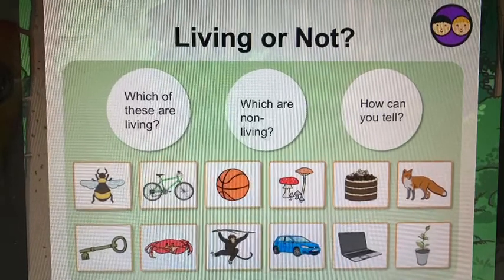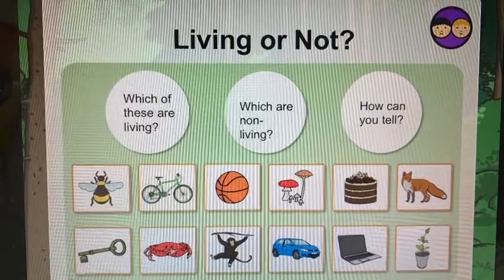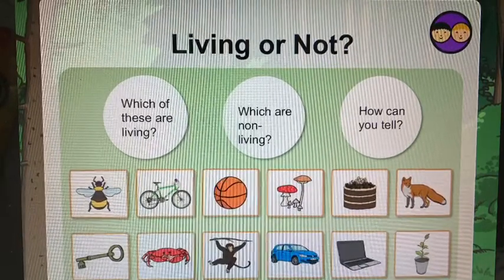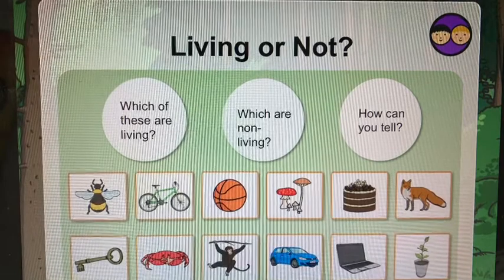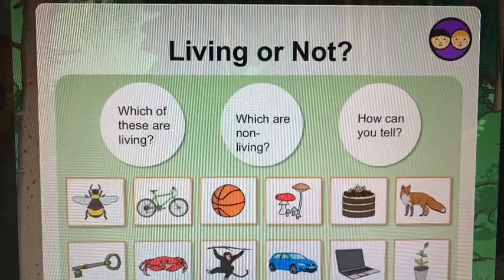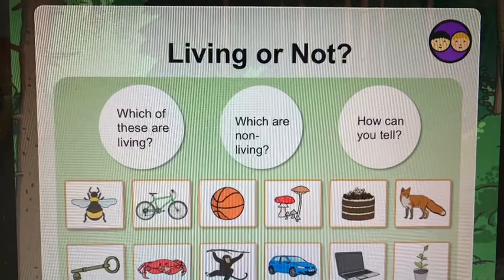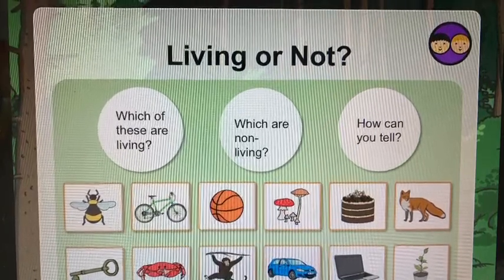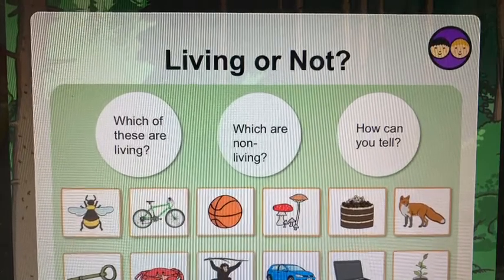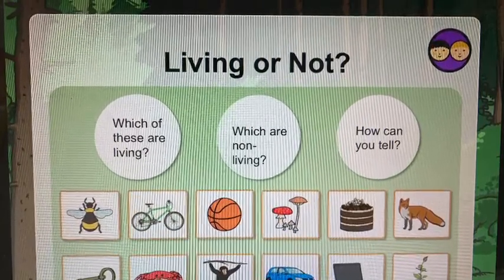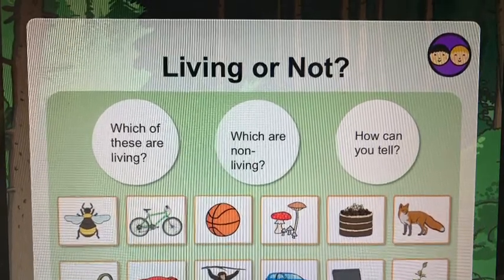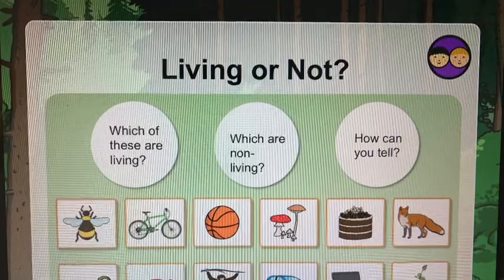So here on the screen are some pictures of different things. We've got a bee, a bicycle, a basketball, mushrooms, a cake, a fox, a key, a crab, a monkey, a car, a laptop and a plant. I would like you to pause the video and get some paper and pen and try and sort these things into which of these things are living, thinking about those processes, which are not living, and then come back and press play.